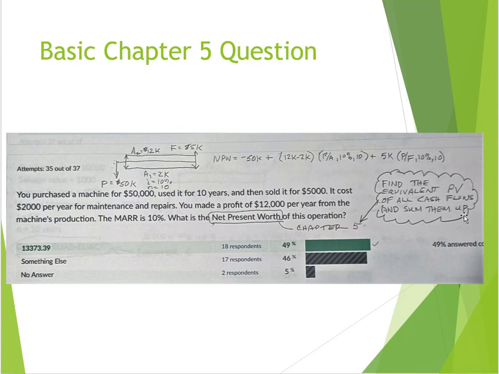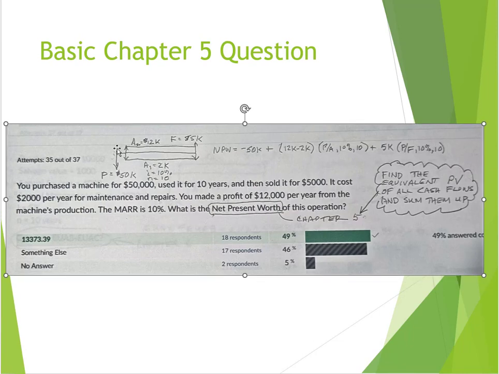This is a classic chapter 5 question. Chapter 5 is all about taking all of your cash flows, moving them to time 0, calculating the net, and that creates the net present worth. 49% got it right, 51% got it wrong. So this means that half the class doesn't have a working knowledge of chapter 5 yet.